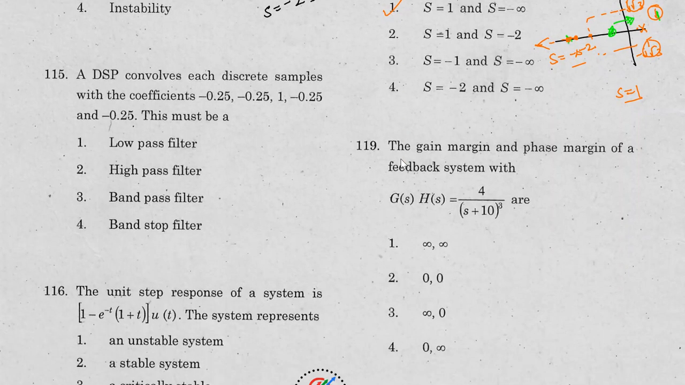Next one, we'll talk about question 115. A DSP convolves each discrete sample with the coefficients minus 0.25, minus 0.25, 1, minus 0.25 and minus 0.25. So this must be a high pass filter. Option 2 will be the right answer.